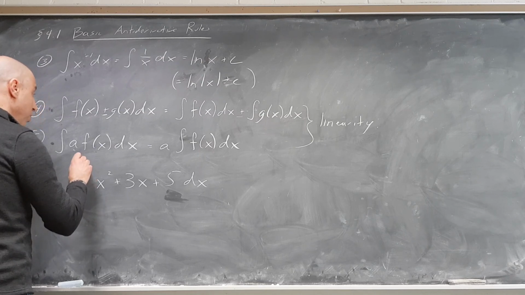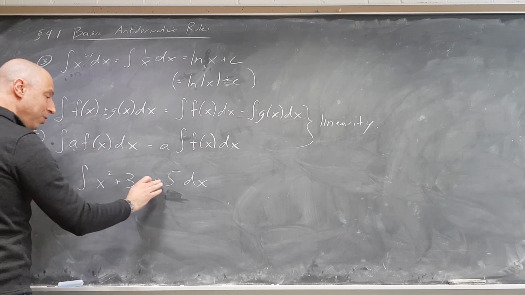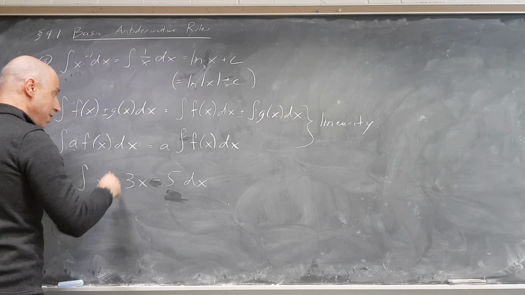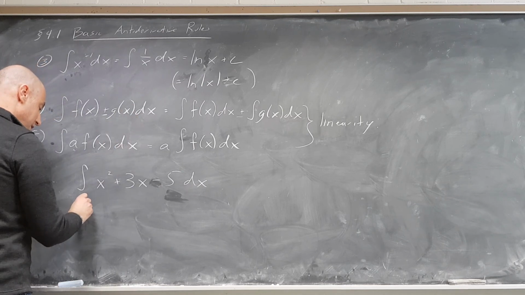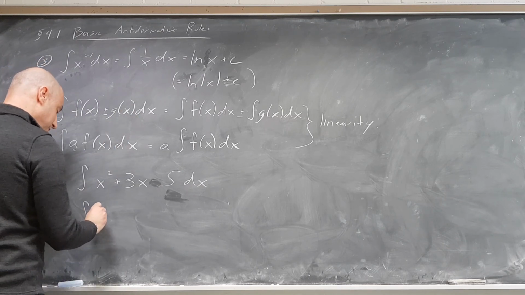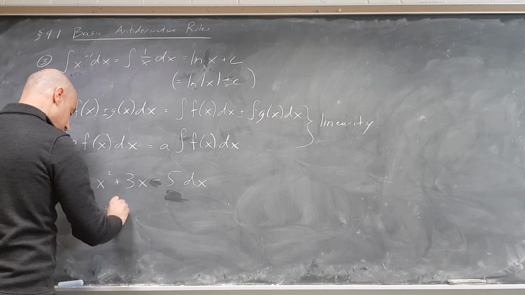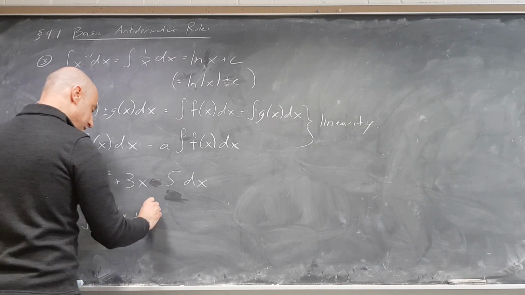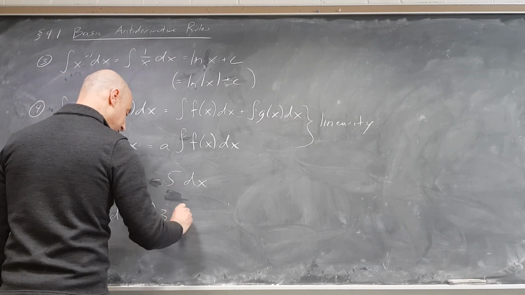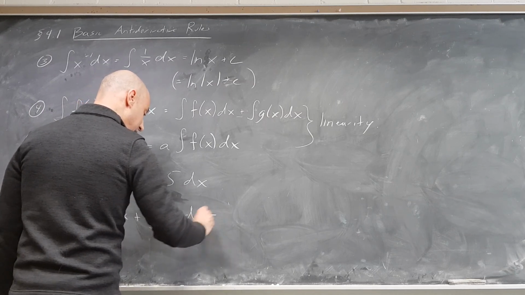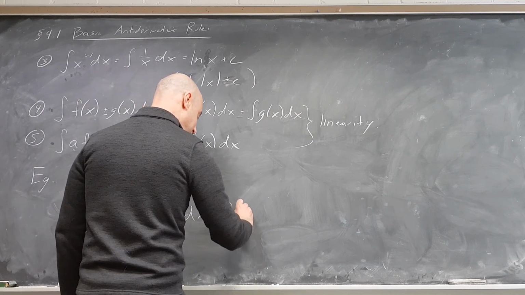So according to this rule, breaking up, let me change this plus to a minus. Now we have 1 plus and 1 minus. This is going to be the antiderivative of x squared plus the antiderivative of 3x minus the antiderivative of 5.